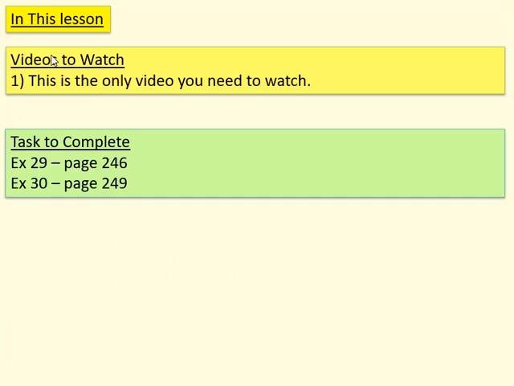So let's just talk about this one video. For this lesson, there's only going to be this one video for you to watch. The exercises that I want you to complete are exercise 29 from page 246 and exercise 30 from page 249 from Caboodle. I do think I have got the page numbers right; I've double checked that. By the way, exercise 30 is the difficult one, and exercise 29 is the easy one.